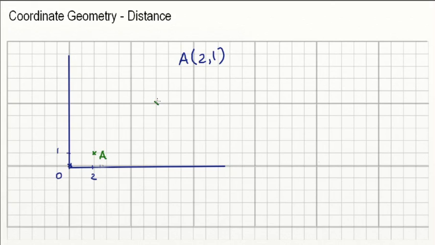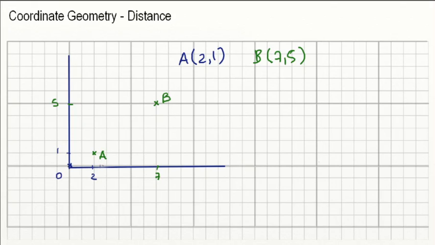Now let's say there's another point B at this position here, and we want to find out the distance between those 2 points. So what would be the coordinates of point B? So here x would be 7 and y would be 5. So the coordinates of point B are 7 and 5.